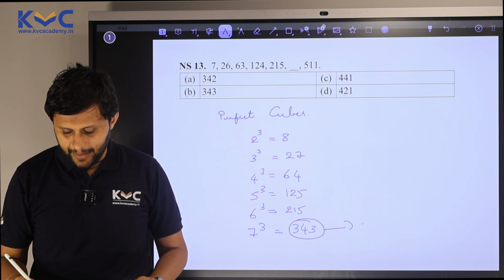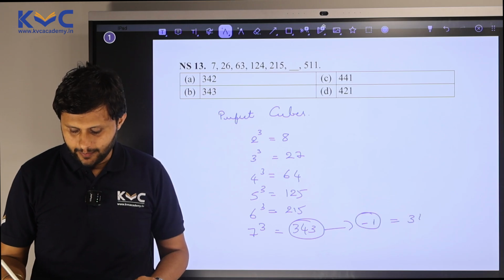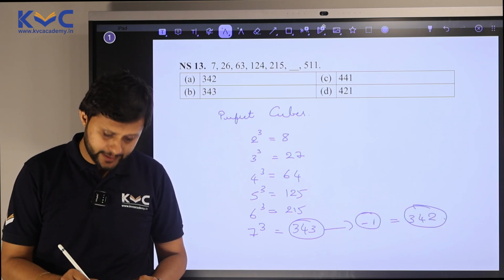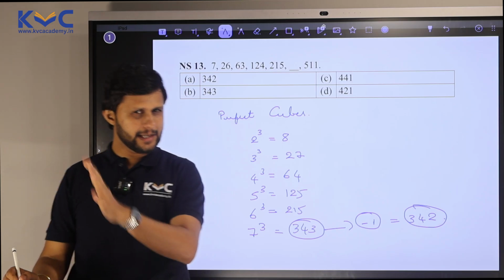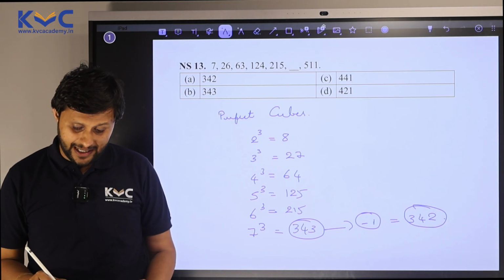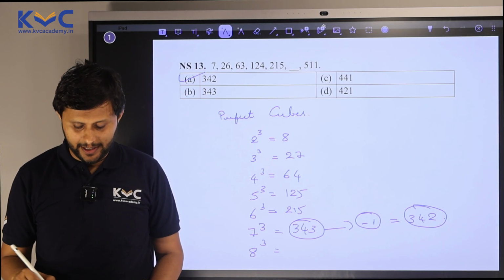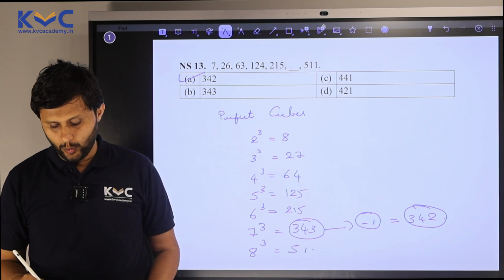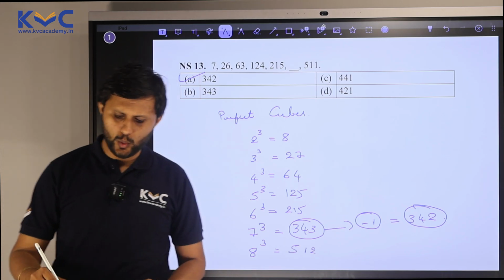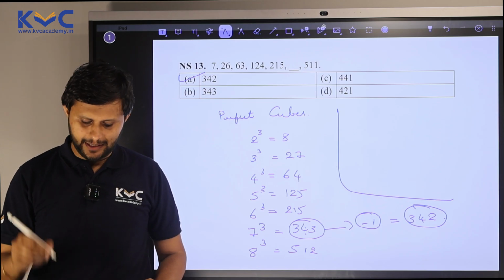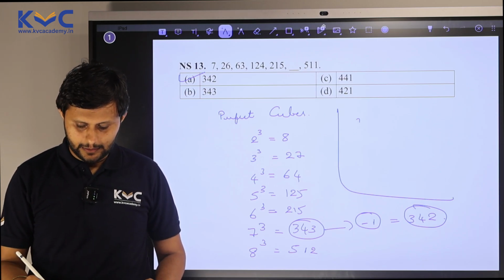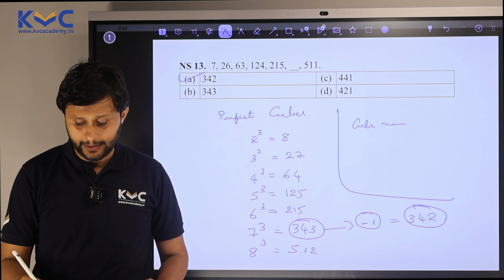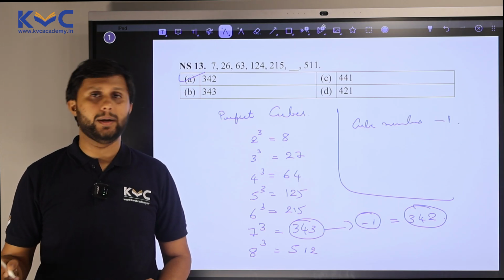But we need minus 1. So we have 342 as the answer. But let's check the next number as well. We have 511. That should have been 8 cube, right? 8 cube is 512. So the logic over here is we cube the numbers and then minus 1.